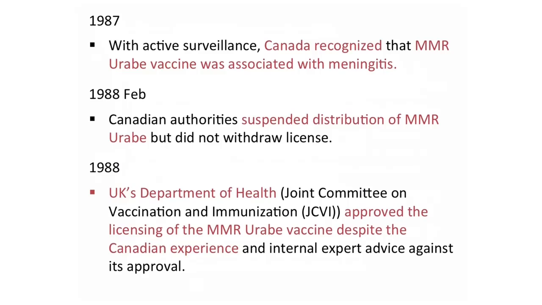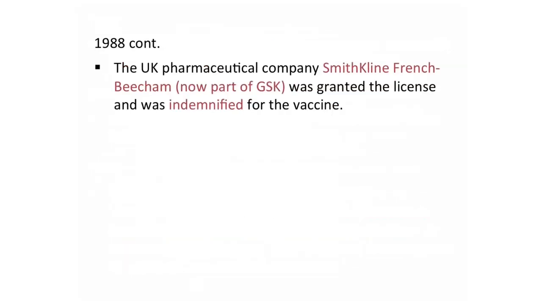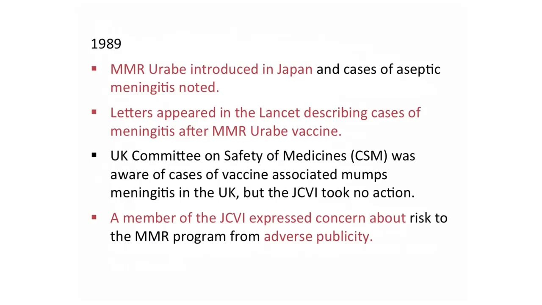The British Department of Health approved the licensing of the MMR Urabe vaccine, despite the Canadian experience and internal advice against its approval. The pharmaceutical company was granted the license and indemnified for the vaccine in Britain. In 1989, Japan introduced an MMR Urabe vaccine, and cases of aseptic meningitis followed. Letters appeared in the Lancet describing cases of meningitis in England after the MMR. The British Committee on Safety in Medicines was aware of cases of vaccine-associated mumps meningitis but took no action.